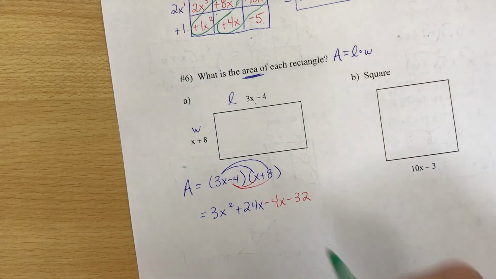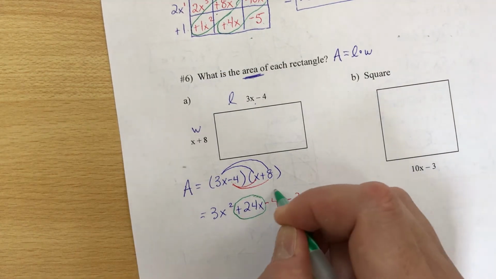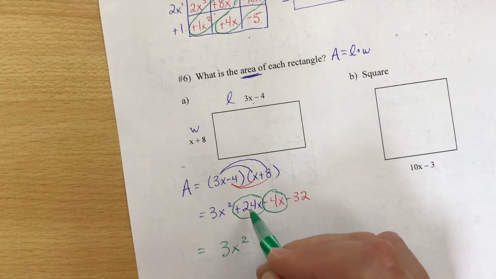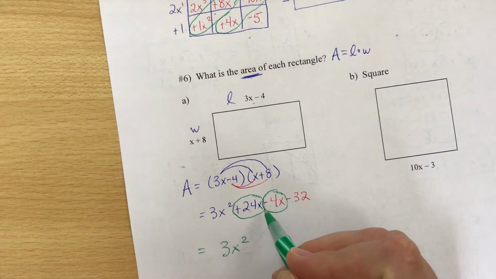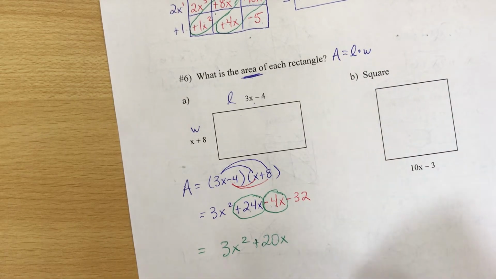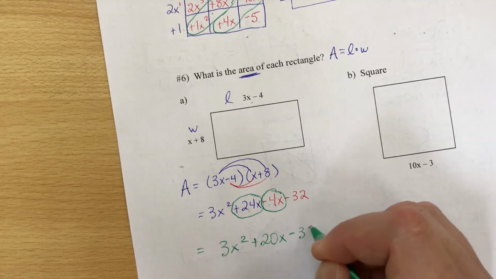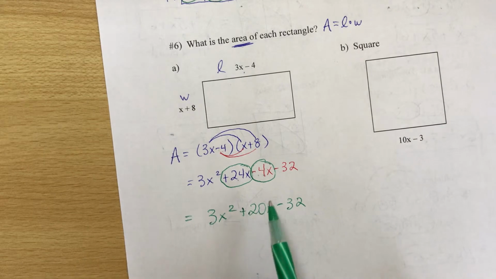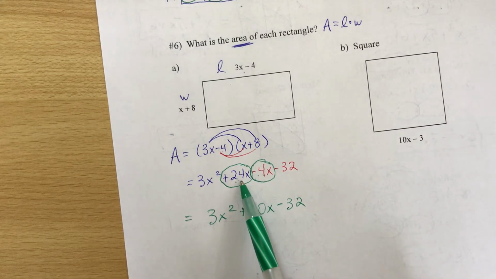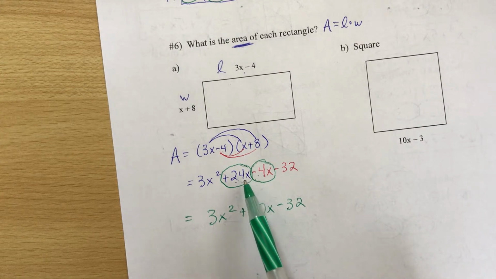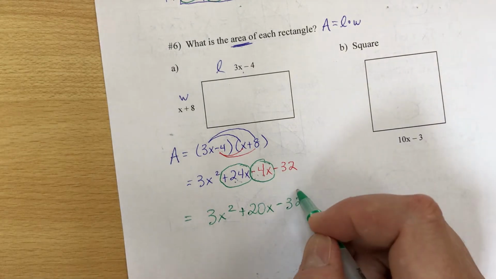Okay, do we have like terms? Yes, positive 24x minus 4x. So we get 3x squared. This will, if I subtract it or add negative 4, we get 20x. Positive 20x minus 32. Now you might be saying, wait a minute, I thought a positive and a negative was a negative. Yeah, that's if we're multiplying, but we're not multiplying. We are adding and subtracting now when we do the like terms. 24 minus 4 is still a positive 20. And that's as far as you go.